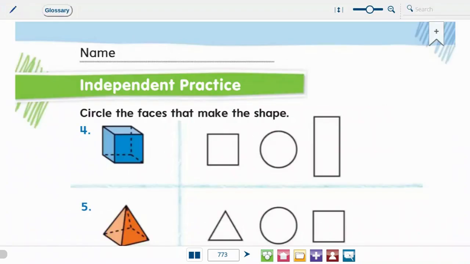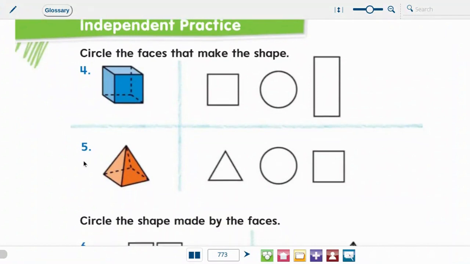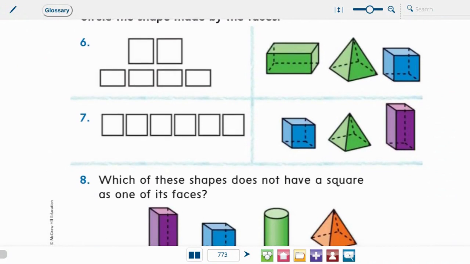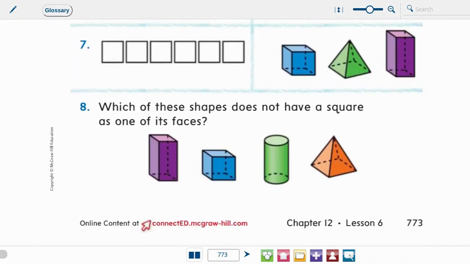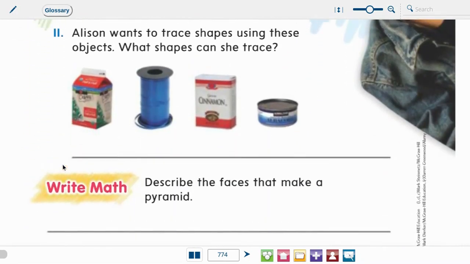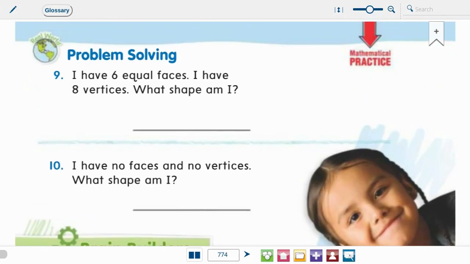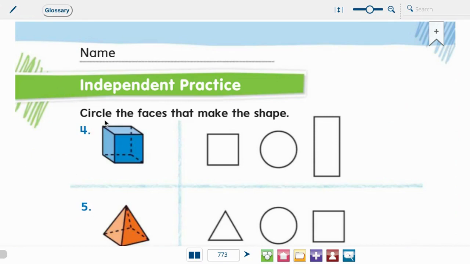All right, for our independent practice today, we're going to be on page 773. And so I want you to go ahead in just a second. I'm going to have you pause the video. You're going to do number 4, number 5, number 6, number 7, number 8. And then on the next page, we're going to do all the numbered problems on page 774. So that's going to be number 9, number 10, and number 11. We can skip the right math for today, but I want you to do all the way up to number 11. So start with number 4 and do all the way to number 11. Pause your video now. Do those problems. When you're done, you can press play.